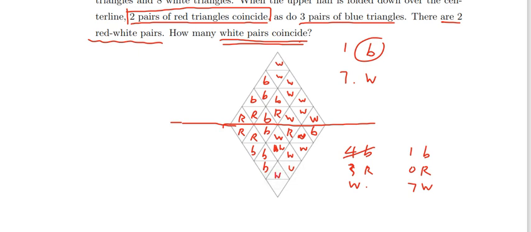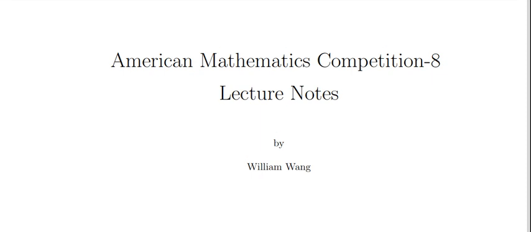W. So we can check how many pairs. 1, 2, 3, 4, 5, 6. Okay, so I think we have 6 pairs. Okay, so we can stop here.